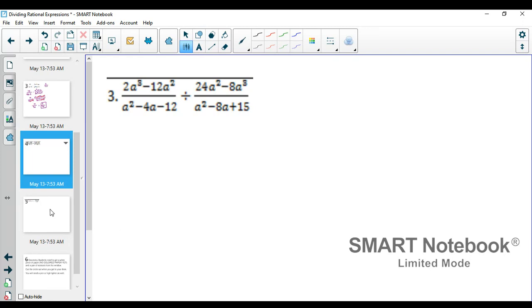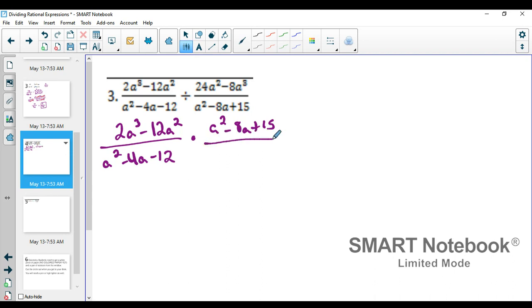Let's go ahead and cube change flip, and then we'll factor everything we need. So we have 2a cubed minus 12a squared over a squared minus 4a minus 12. Change division to multiplication, and then flip this over. So we have a squared minus 8a plus 15 over 24a squared minus 8a cubed. All right, so let's just start factoring.